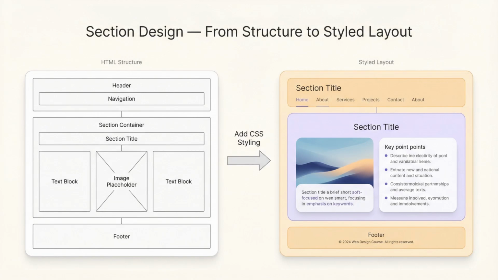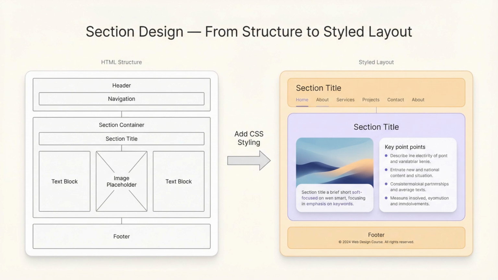There's a key distinction between building the structure of a section and actually designing it. In a previous step, we learned how to create the HTML structure of a section, the skeleton. Now the next step is applying CSS to transform that skeleton into a visually appealing design. This means adding colors, spacing, typography, and layout rules that make the section look the way you want it to on screen.